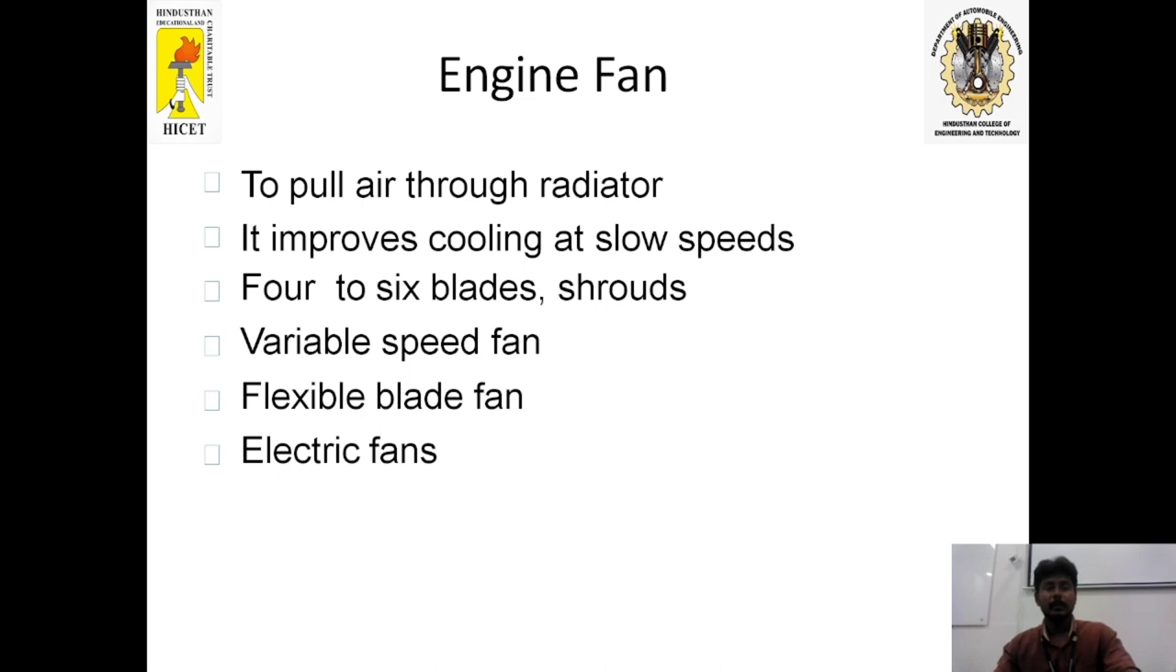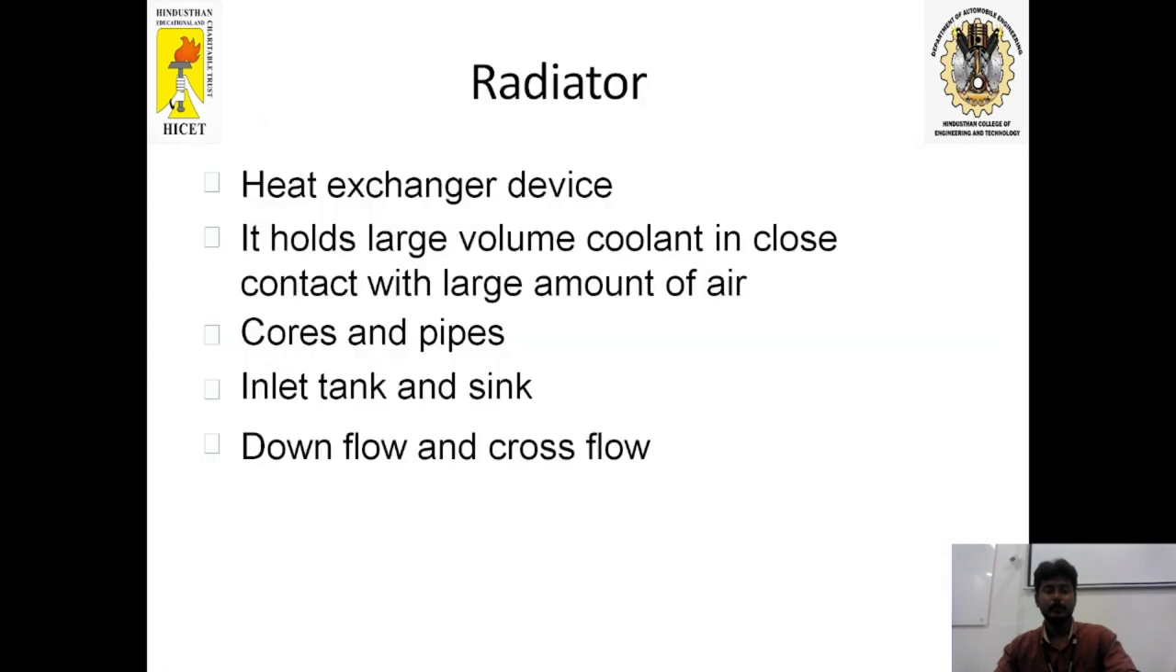Engine fan: to pull air through the radiator, it improves cooling at slow speeds. Fans have 4 to 6 blades, and there are variable speed fans, flexible blade fans and electric fans. Radiator: a heat exchange device and the most important part of the cooling system. It holds a large volume of coolant in close contact with a large amount of air. Cores and pipes, inlet tank and sink, downflow and cross flow.